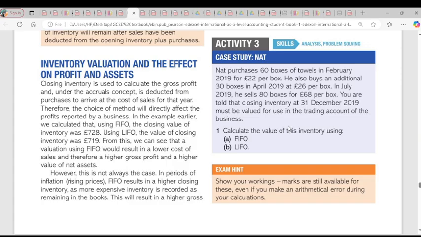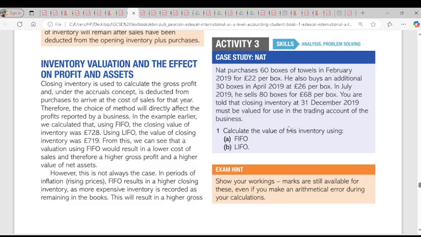So we have activity 3 for Nat. We are supposed to calculate for FIFO and LIFO. For FIFO, we talk about the goods in. For February 2019, the quantity is 60 and the unit price is 22. For April, the boxes in are 30, and the value for the box is 26. That is goods in for Nat. Clear? Then we go to the goods out.